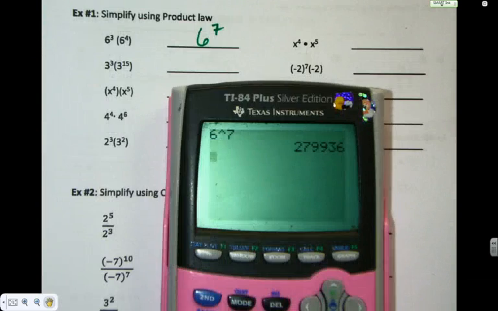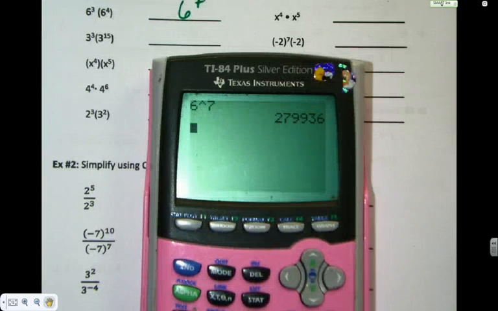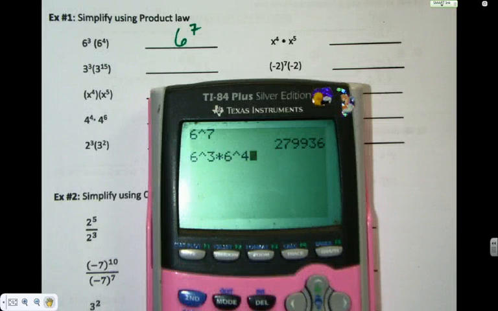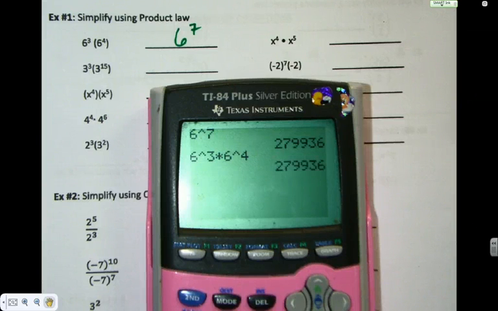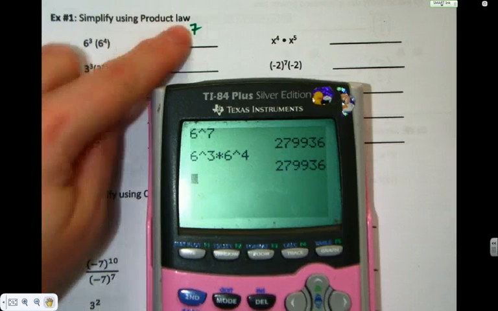Now what we're going to do is calculate 6 to the 3 times 6 to the 4. So you're going to put in 6 to the 3 the same way you did 6 to the 7, but don't hit your equals. Then I'm going to hit multiply, and I'm going to put in 6 to the 4. Again, don't hit your equals yet. Now, if the math gods are lined up and the universe is perfect, these should be the exact same number. Bam! There we go. So we're just proving these are the exact same number.